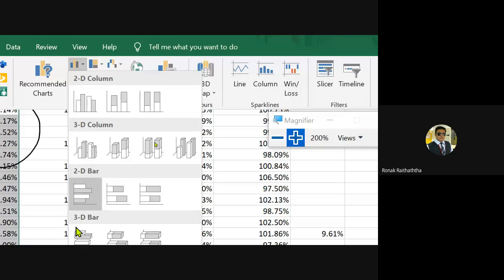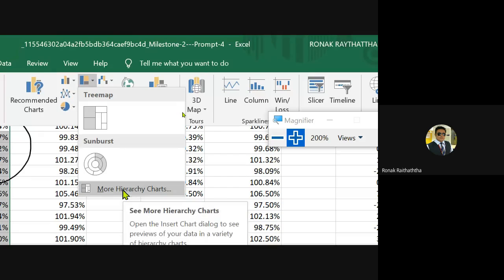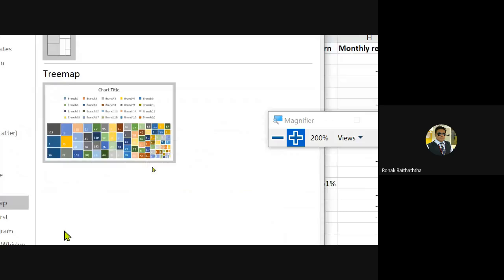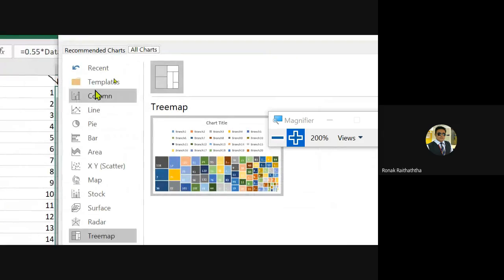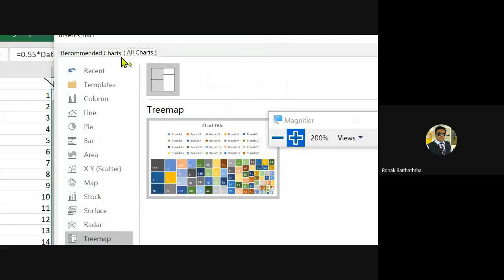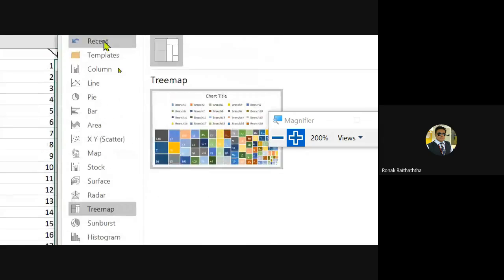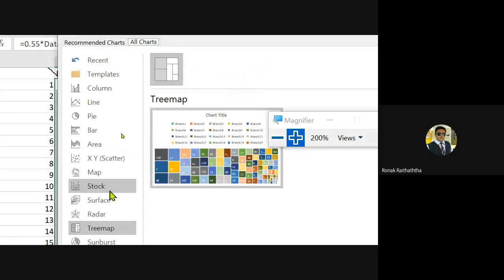You may go to the right arrow of any chart, and from there you can go to the more charts option. Once you open the more charts, all the types of charts will be visible to you over there in that tab. See, all such sorts of charts are visible to you now.